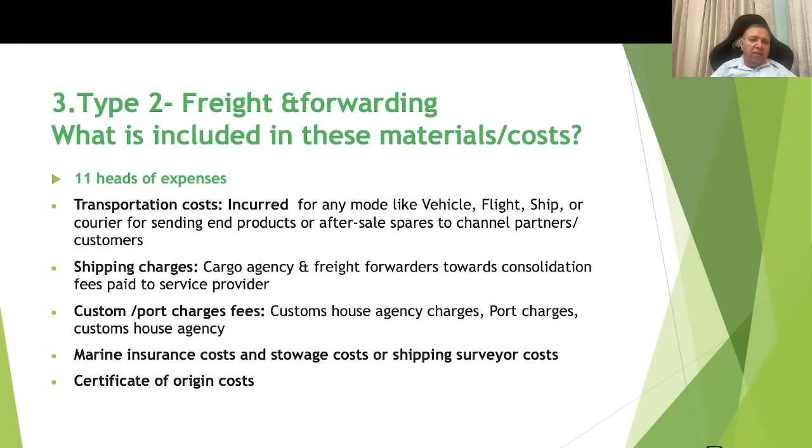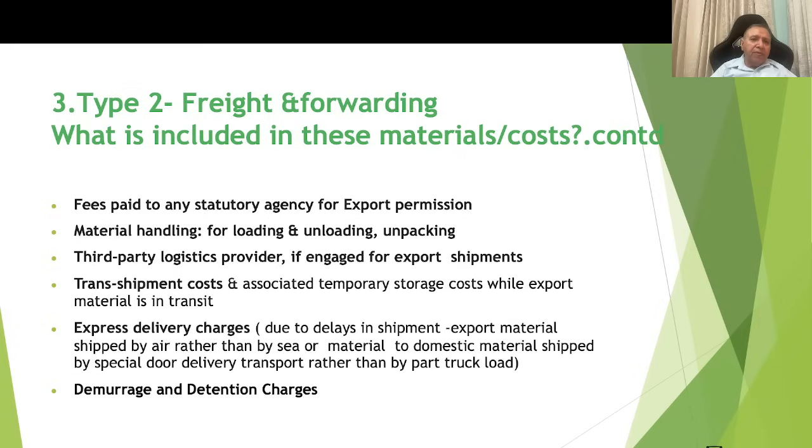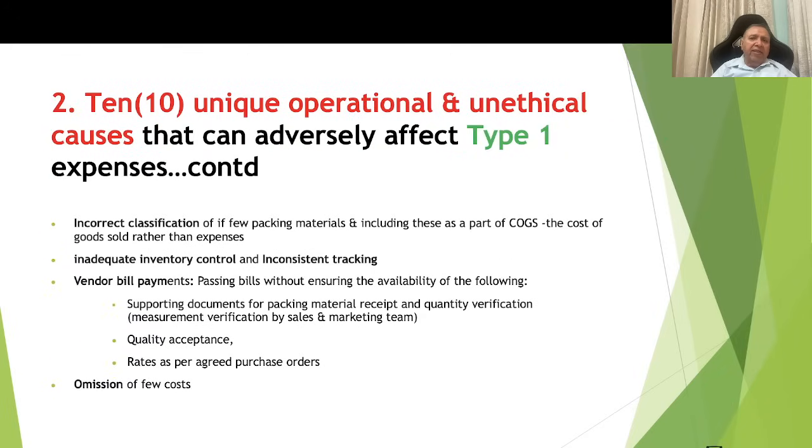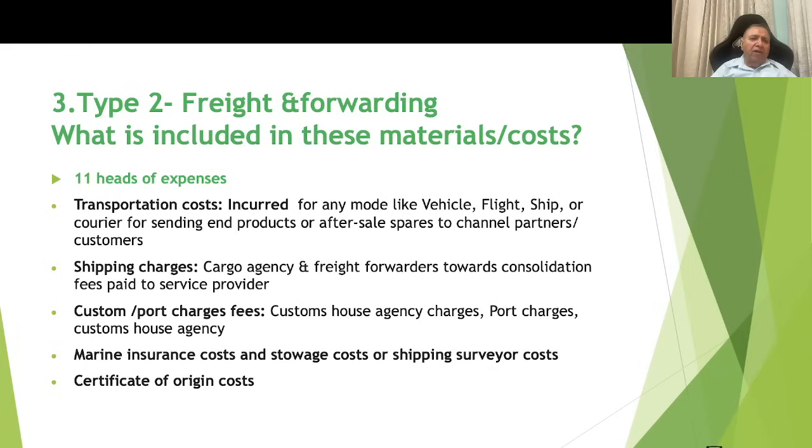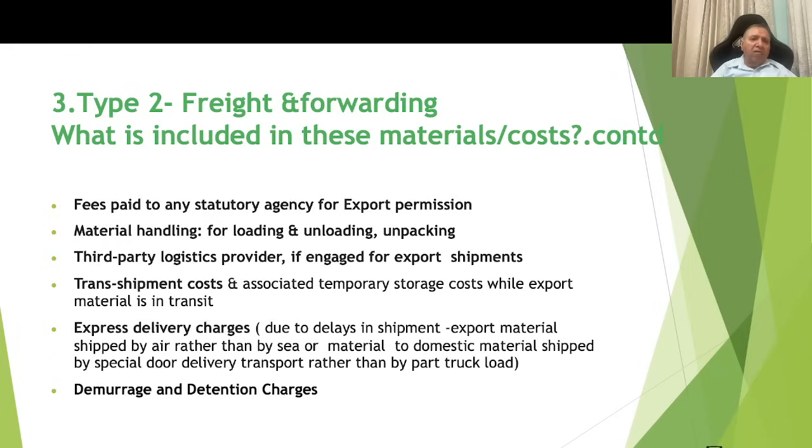for the outward consignment, certificate of origin related costs, fees paid to any agency for export promotions, material handling for loading and unloading, unpacking, third party logistic providers if they are engaged for export shipments, transshipment costs, associated temporary storage costs while export material is in transit, express delivery charges, that means the mode of transport in the order with the customer is say by road or by sea, but we are sending by air, and demurrage and detention charges. So these 11 types of expense heads can contribute to incorrect reporting. How, that I'm going to share now.